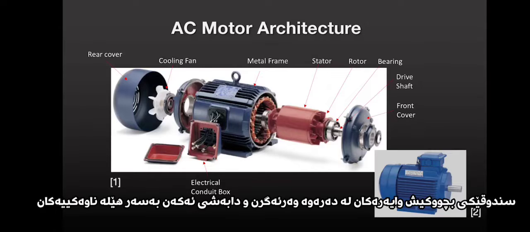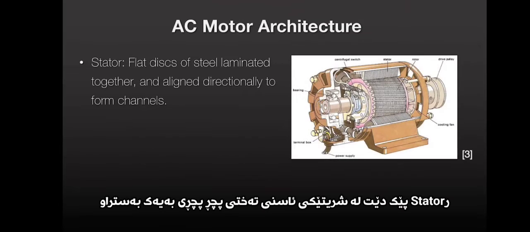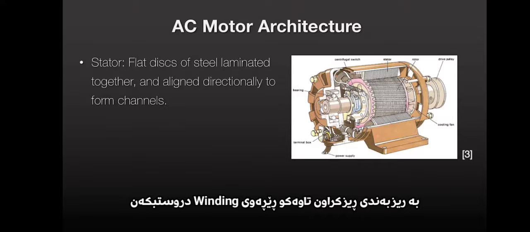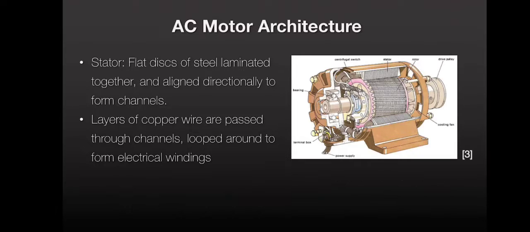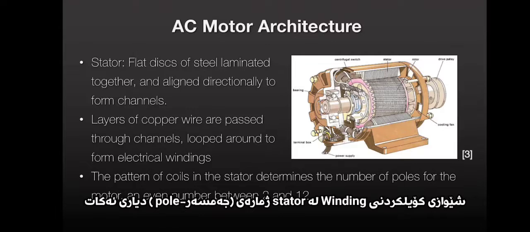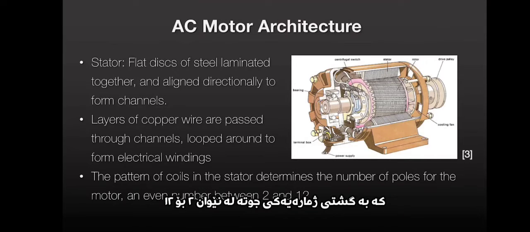The conduit box holds the electric wires from the line power and distributes them to the windings. The stator consists of a series of flat steel discs laminated together. They are aligned directionally to form channels for the stator windings. These windings consist of layers of copper wire, which when passed through the channels create loops to form an electromagnet. The pattern of coil windings in the stator determines the number of poles for the motor, an even number usually between 2 and 12.